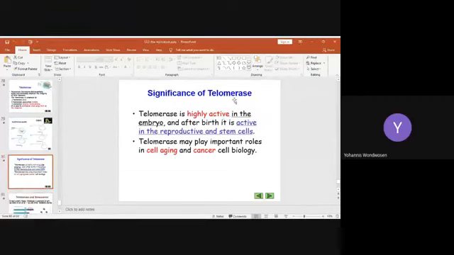So the significance of telomerase: it is highly active in the embryo during development of the fetus. The continuous protein synthesis is required for different structures of the fetus. And after birth, it is active in the reproductive and stem cells, since they need much faster synthesis of proteins than others. Telomerase may play an important role in cell aging and cancer biology, especially nowadays, as they are doing a lot of studies.